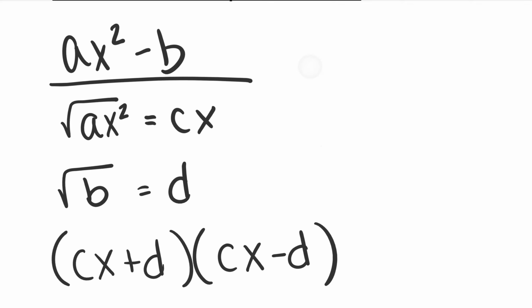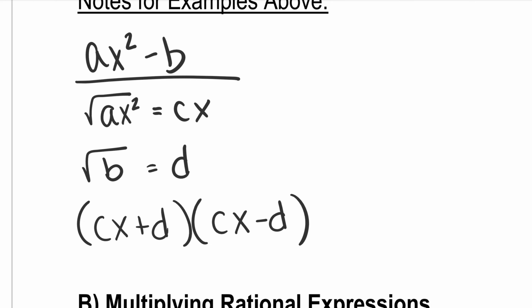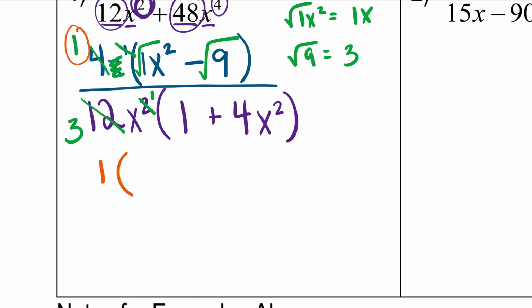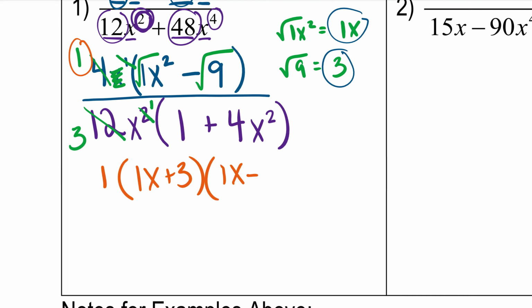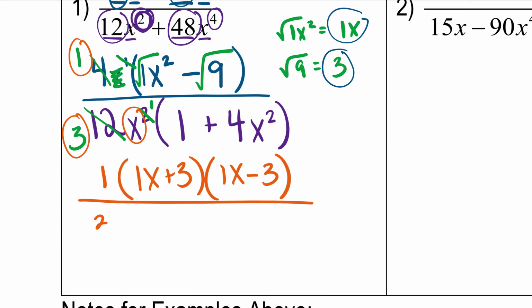Okay, and again, we've talked about this, it's just been a while. That's why we're reviewing first before we do anything else. Okay, so I have my square root of my first and second term. So going back to this, in my parentheses, I would write 1x plus 3, right? And then 1x minus 3. So I have 1x plus 3, 1x minus 3. And then on the bottom, remember I have 3, and then I have 1x, so I have 3x. And then 1 plus 4x squared, there's nothing I can do with that.